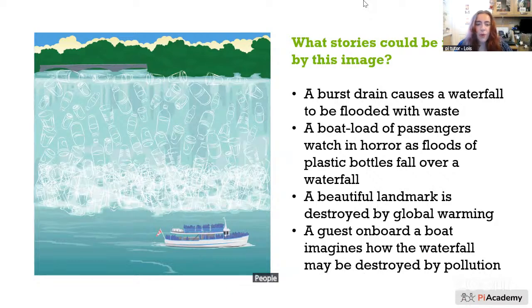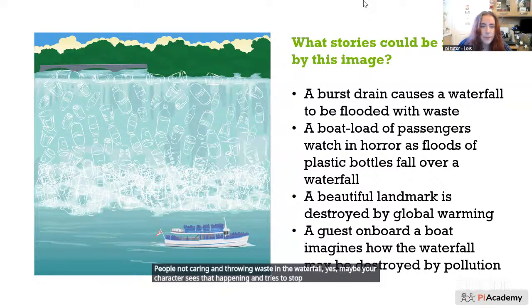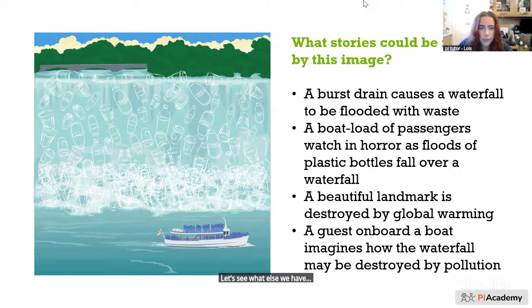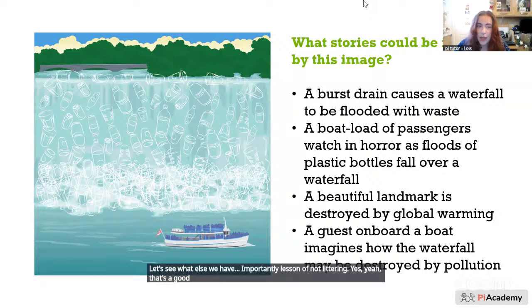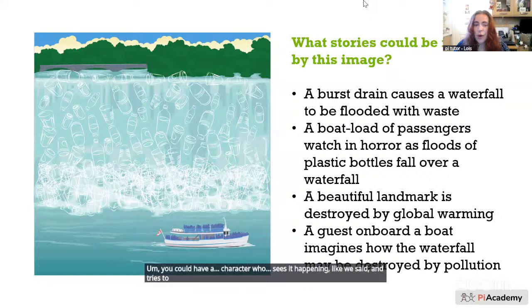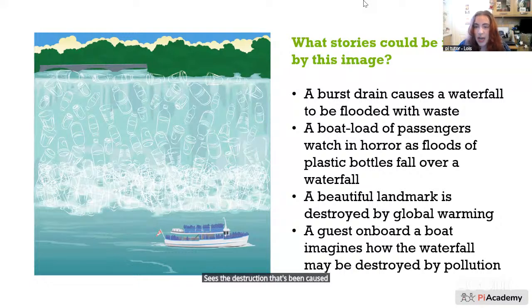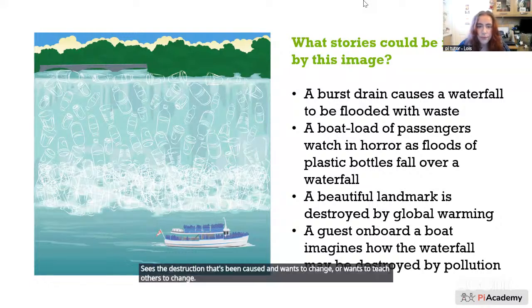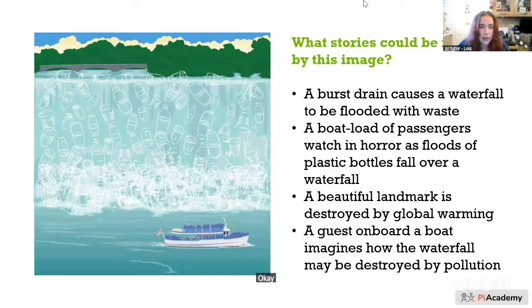People not caring and throwing waste in the waterfall. Yes, maybe your character sees that happening and tries to stop it. Let's see what else we have. Important lesson of not littering. Yes, that's a good suggestion. You could have a character who sees it happening, like we said, and tries to stop it, or maybe sees the destruction that's been caused and wants to change or wants to teach others to change. Okay. Just looking through what else we have.